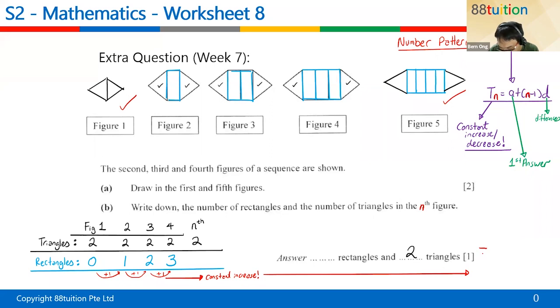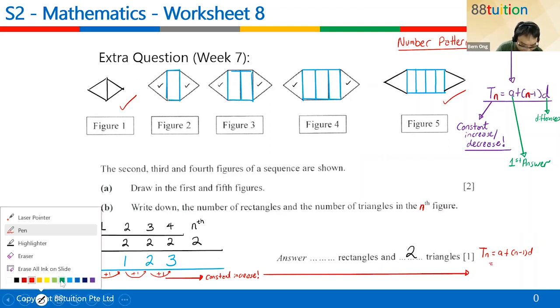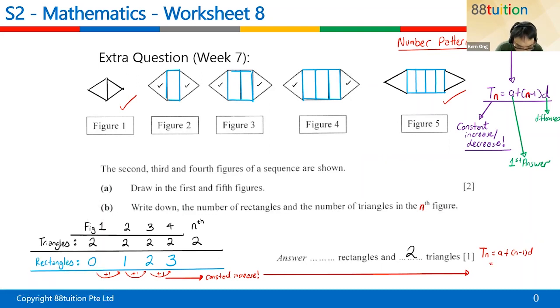So the formula is term n is equal to a plus (n minus 1)d. And what is a? A is the first answer. So what is the first answer down here? This is considered the first answer. The figure 1, the first answer is 1. This is called the first answer. The first answer is 0. So 0 plus (n minus 1)d. What is d? The difference between the two terms. The difference, which is the pattern, is 1.